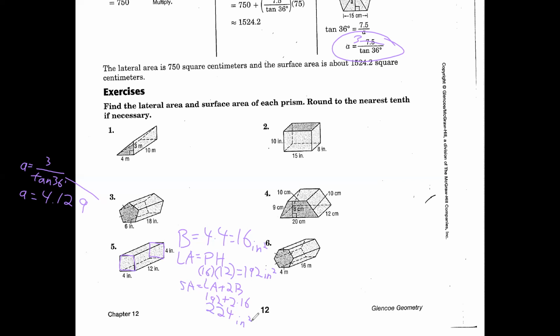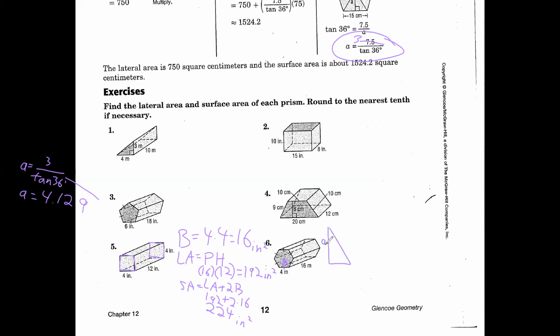Now, when we go over to number 6, we have a regular hexagon as our base. So we could find our apothem similar to how we did for our figure up at the top, the pentagon. However, when we have a hexagon, if I draw in the apothem here, I'm drawing this piece, there is a special right triangle that was formed. So I'm going to draw this a little bit bigger off to the side.